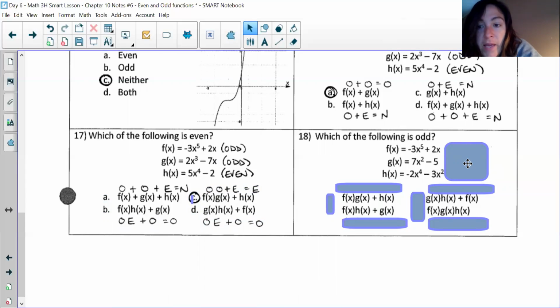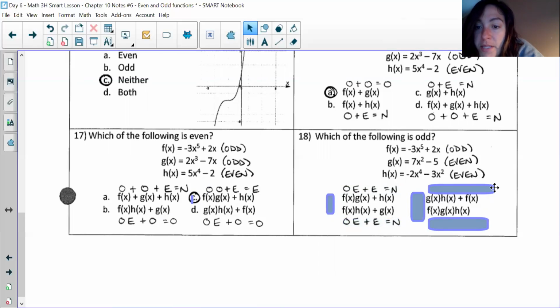And 18, we have odd plus odd, which is odd, even plus even, which is even, plus even, which is even. So we have f of x times g of x, which is odd times even, which is odd plus even, so nothing. F of x times h of x, so odd times even, which is odd, plus even, which is nothing. G of x times h of x, which is even times even, which is even, plus f of x, which is odd, so nothing.